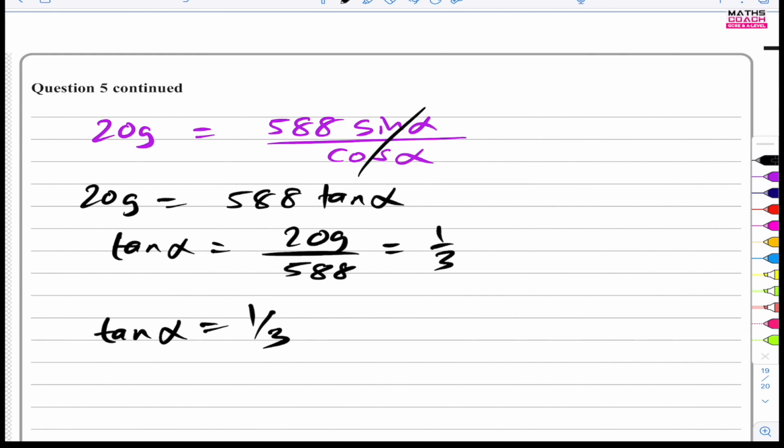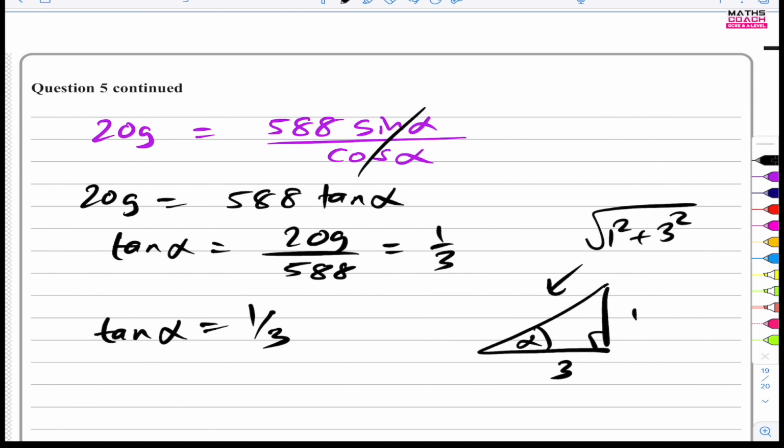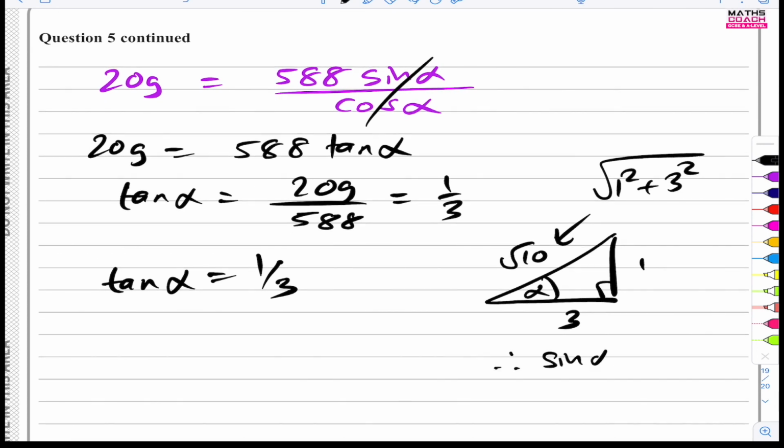We can use our triangle to get our answer for sine and cos if we need to now. So tan is opposite over adjacent, so 1/3, and therefore the hypotenuse is going to be 1 squared plus 3 squared, square rooted. That's going to be root 10. So therefore sine alpha is going to be 1 over root 10 or root 10 over 10, and cos alpha is going to be 3 over root 10.